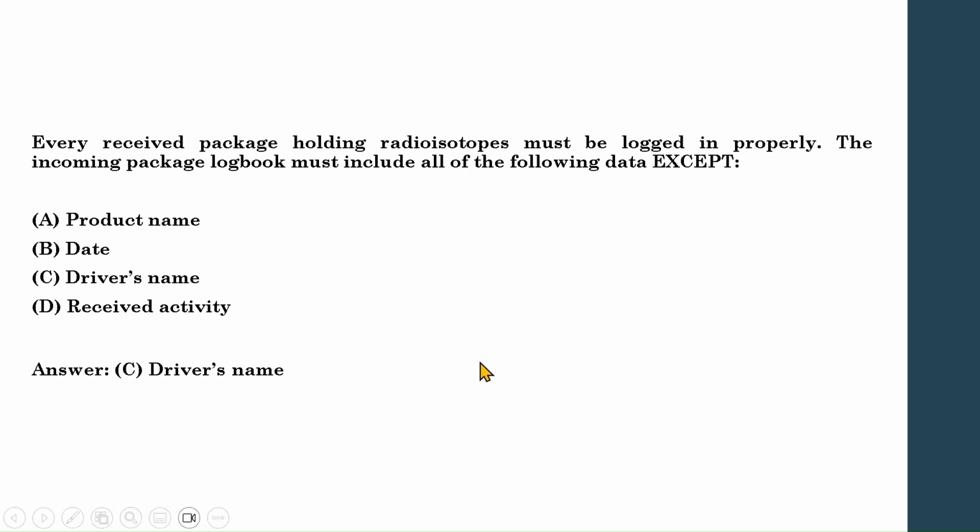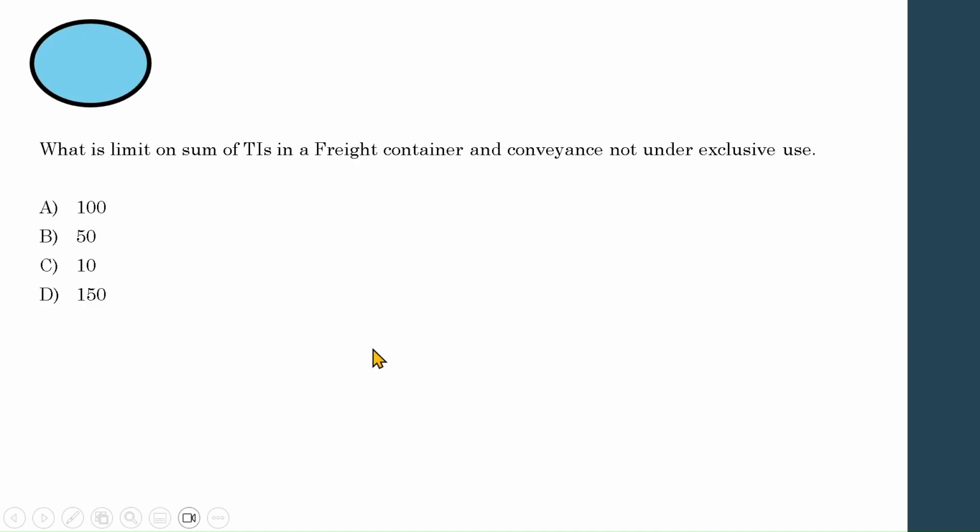The incoming package logbook must include all of the following except. Among these options: product name, driver name, received activity and date. Rest all the things, product name, date and received activity, are necessary to maintain in the logbook. So the right answer among these options will be driver name.